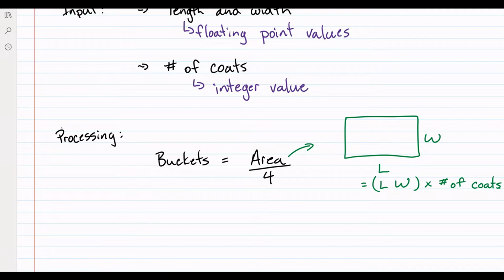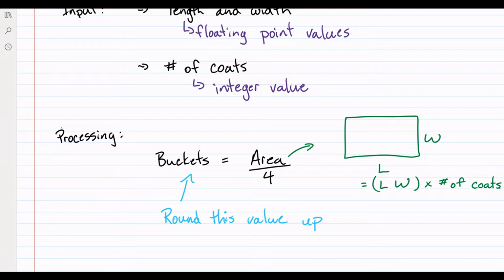Actually, one thing that we might need to do as well is round that number up, because we can't get a partial value of cans, and we can't round down because then we won't have enough paint. So we need to round this value up in order to make it work.